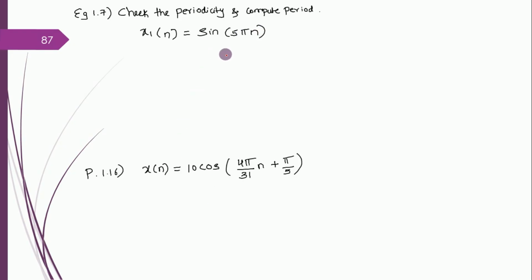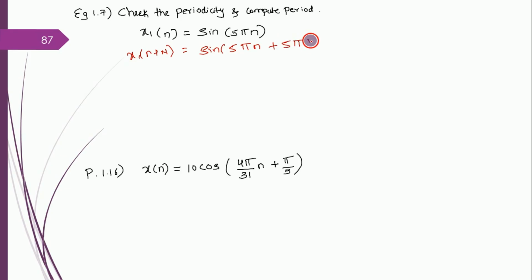Okay, this is all about sinusoidal signals. I have two simple examples just to recap the things. I have given x1 of t. You have to check its periodicity and compute its period. How to do it? x1 of n plus capital N.